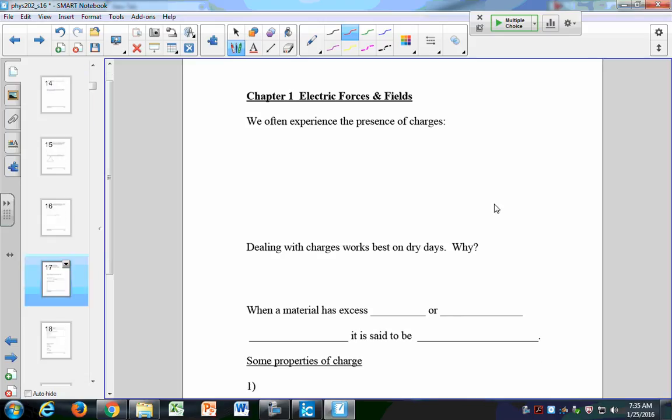Chapter 1 is on electric forces and fields. We often experience the presence of charges many different times, like in your car. If you have cloth seats and you slide out of your car and then you go to shut it, what happens? You get shocked, right? So we experience charges in that way when you shock yourself on your car.